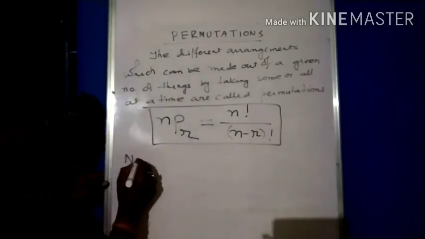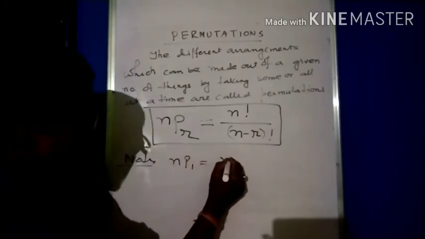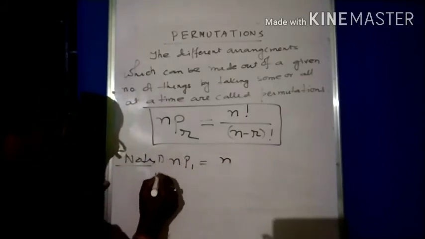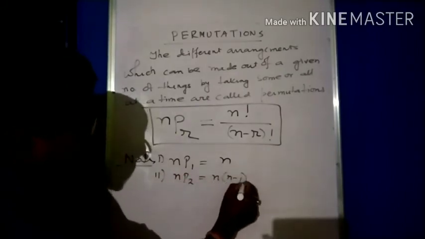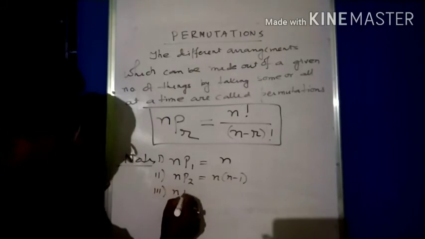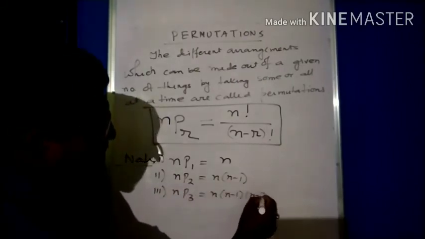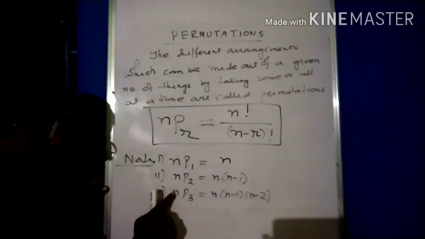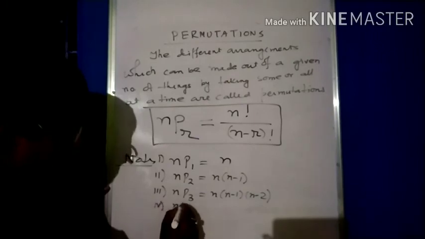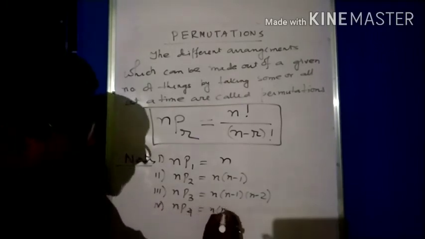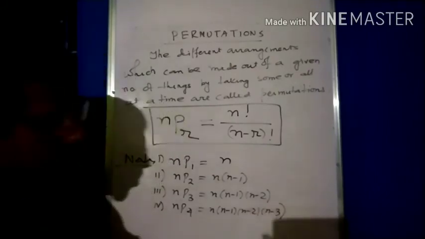So you have to know some shortcuts. nP1 we can write as n. Similarly, nP2 we can write as n into n minus 1. nP3 we can write as n into n minus 1 into n minus 2. Similarly, nP4 will be n into n minus 1 into n minus 2 into n minus 3.